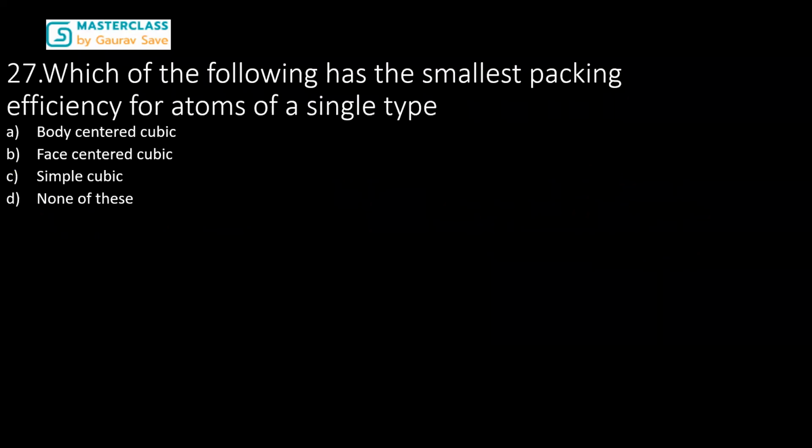Okay, next. Which of the following has smallest packing efficiency for atom of a single type? Smallest packing efficiency, guys. Smallest packing efficiency means highest number of void, and smallest packing efficiency is 0.528, which is nothing but pi by 6, and which is observed in case of simple cubic unit cell. So simple cubic is the correct answer over here. Option C is the correct answer.